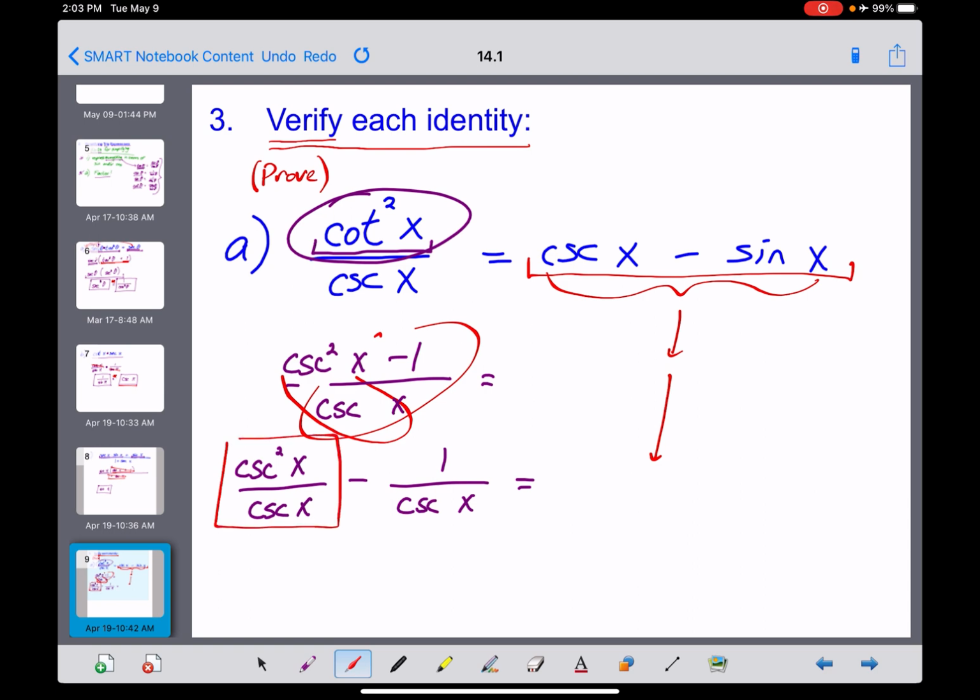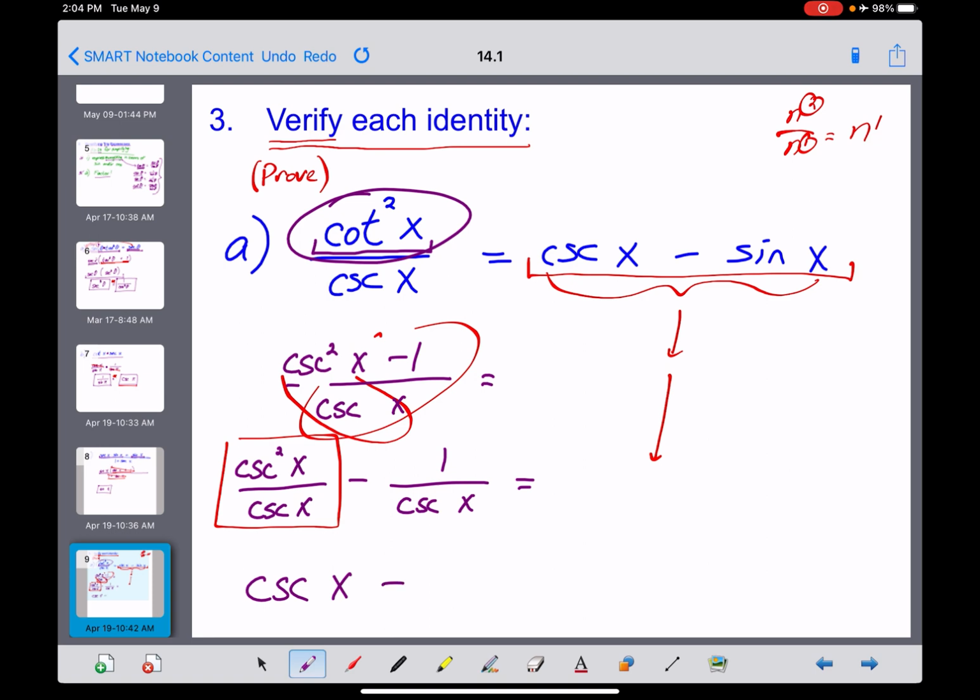Now, the first one, cosecant squared of x divided by cosecant of x. Anything squared divided by itself, like for example n squared over n, remember this is n to the first, you just make this n and then you subtract those exponents. 2 minus 1 is 1. Cosecant squared of x divided by cosecant of x is just cosecant of x.